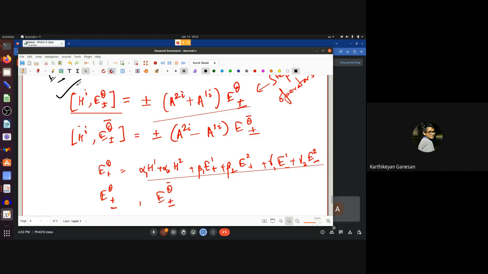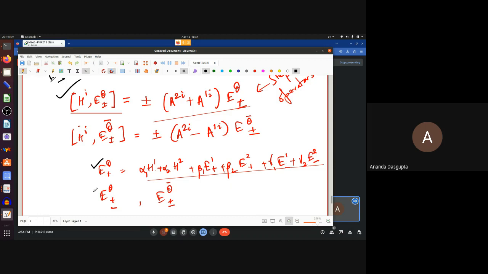Now I'm assuming, just to keep life simple, suppose E_theta plus were just a linear combination of these. Nothing new. Then my life would be a lot simpler. I don't have to worry about a new commutator or new generator. It would be just a combination of the generators I already have. So the dimensionality of my Lie algebra will not increase. The number of independent generators will not go up.